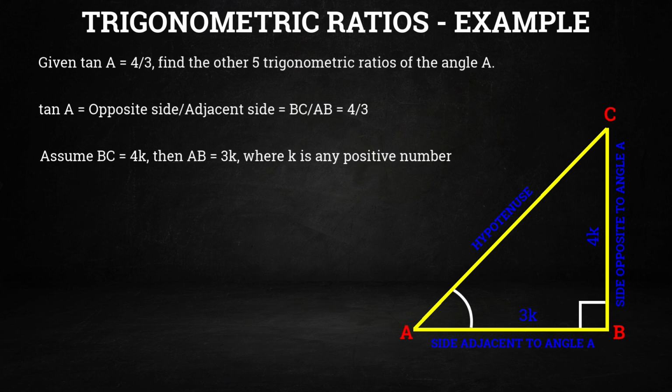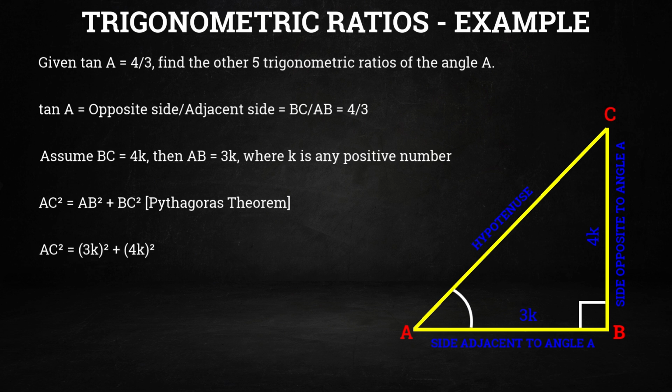Now we find the hypotenuse AC using the Pythagoras theorem. AC square equal to AB square plus BC square. Substituting AB equal to 3K and BC equal to 4K, we get AC equal to 5K. Now let us write the other 5 trigonometric ratios.